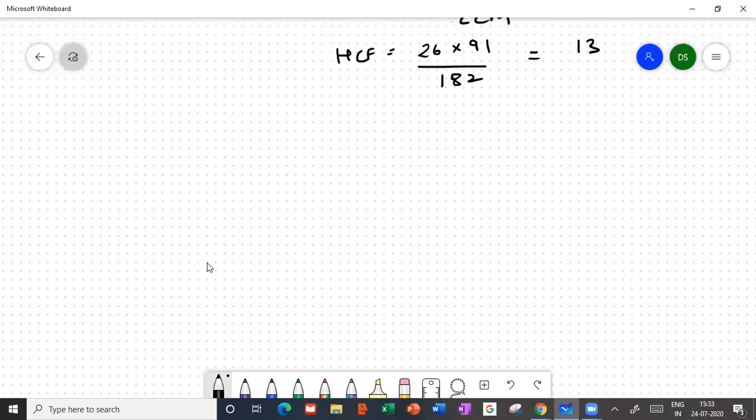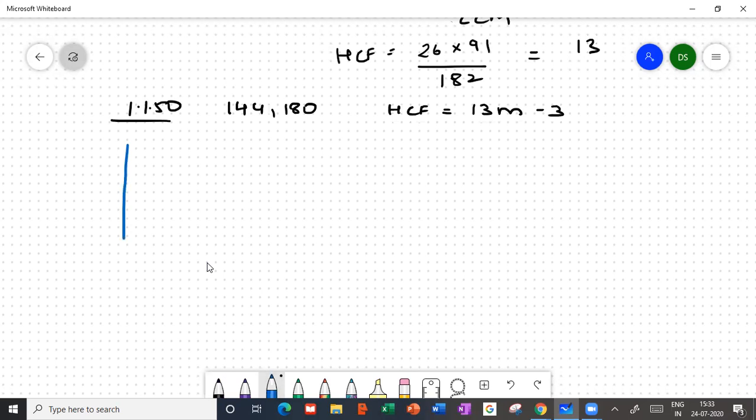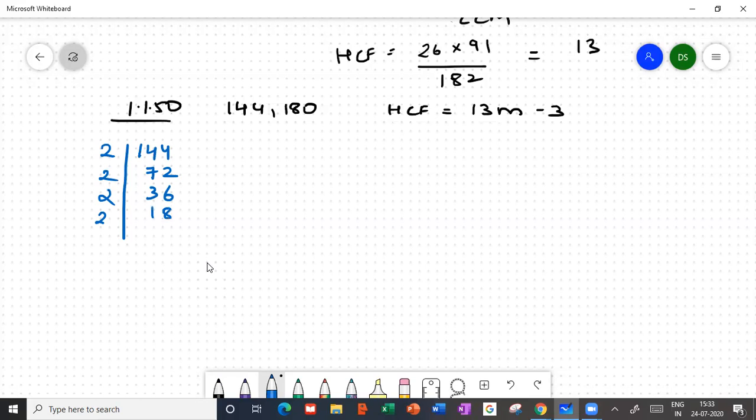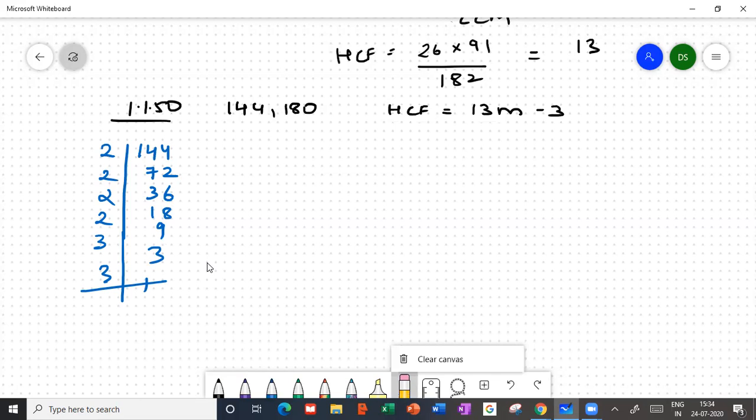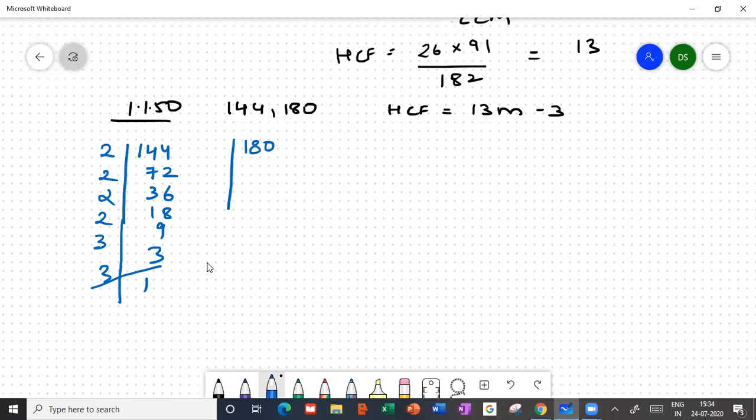Okay, so what you need to do here is just this. They have given you two numbers, right? Which are the two numbers? 144 and 180, and they have also given you that HCF is equal to 13m minus 3, correct? So all you need to do is prime factorize both the numbers. So this will be nothing but 2 into 72, 2 to... Right, and same for 180.